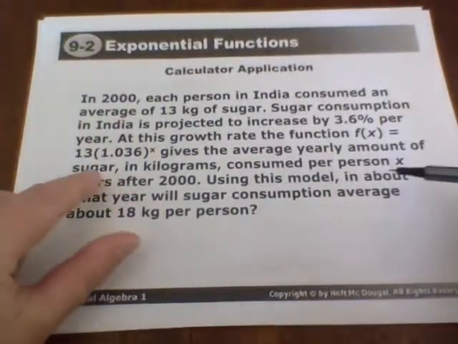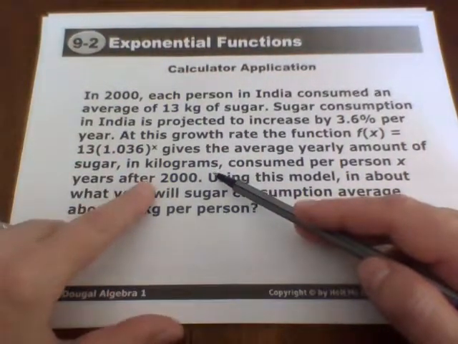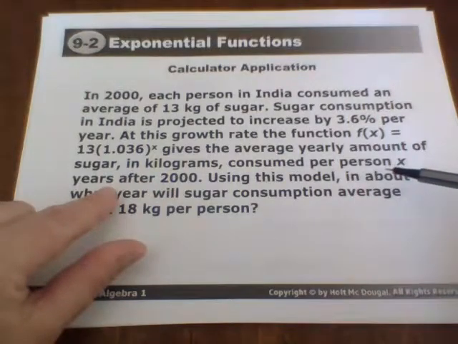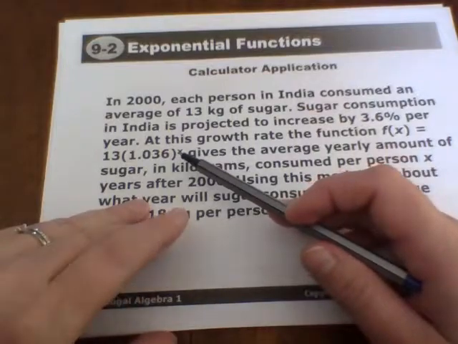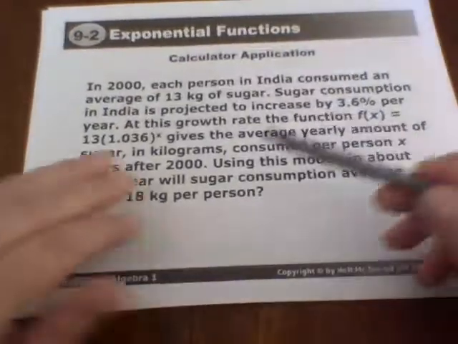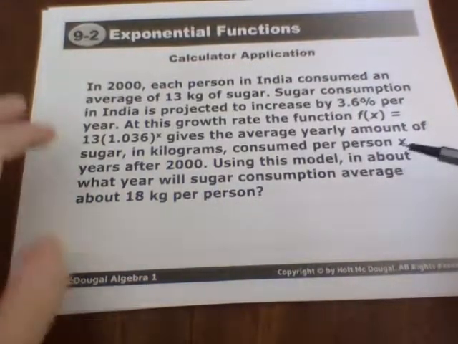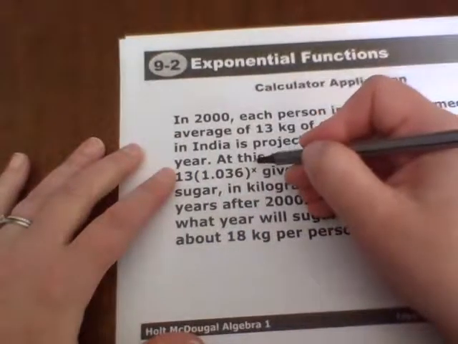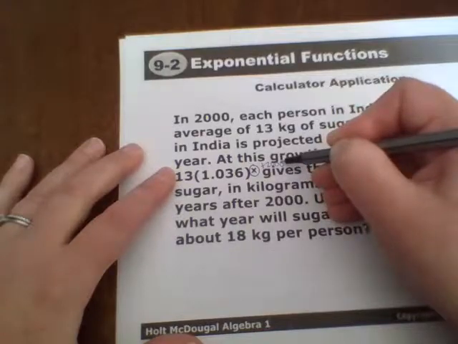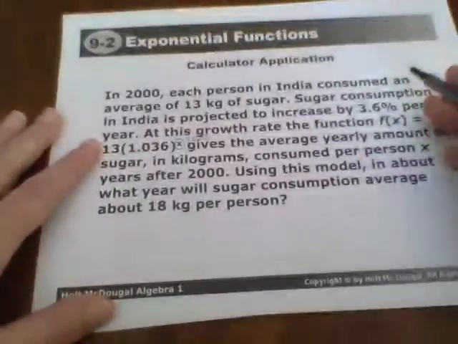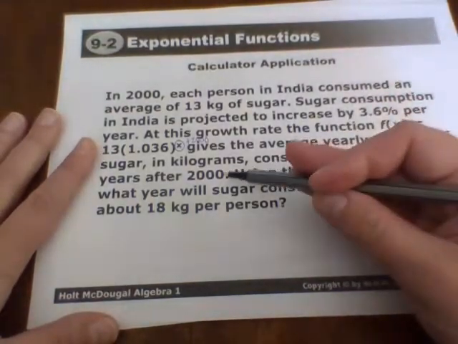This function gives the average yearly amount of sugar in kilograms consumed per person after the year 2000. So if we're plugging in anything for the x, that means it's the year past 2000. Using this model, in about what year will sugar consumption average about 18 kilograms per person? Once we get this value, which is the year, we would add 2000 to it, because if it became a 6, that means 2006. Or if it becomes a 5, that doesn't mean year 5, it means 5 years after this model was started.